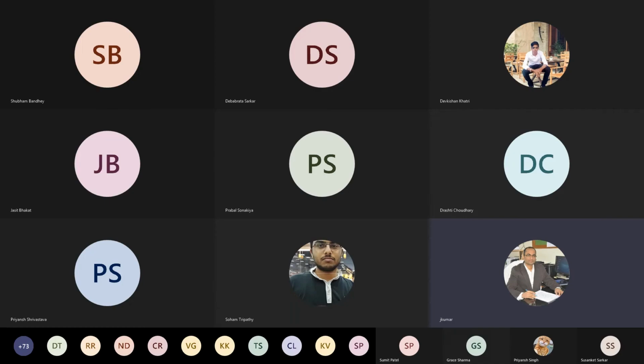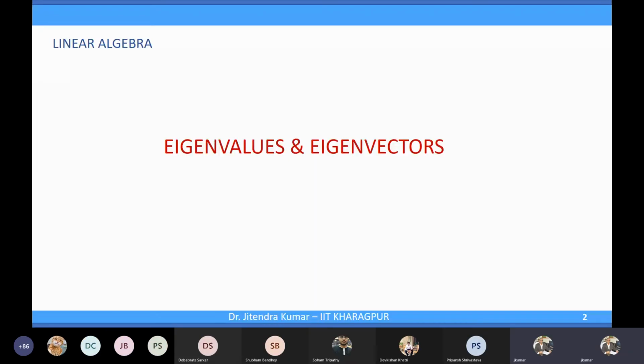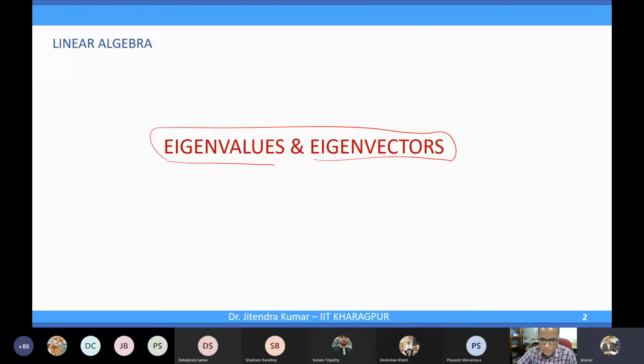Good morning all, and today we will continue, start in fact, with eigenvalues and eigenvectors. That's a very useful, very applied topic in linear algebra, but relatively easier than what we have already gone through in various areas of linear algebra. So what are eigenvalues and eigenvectors?